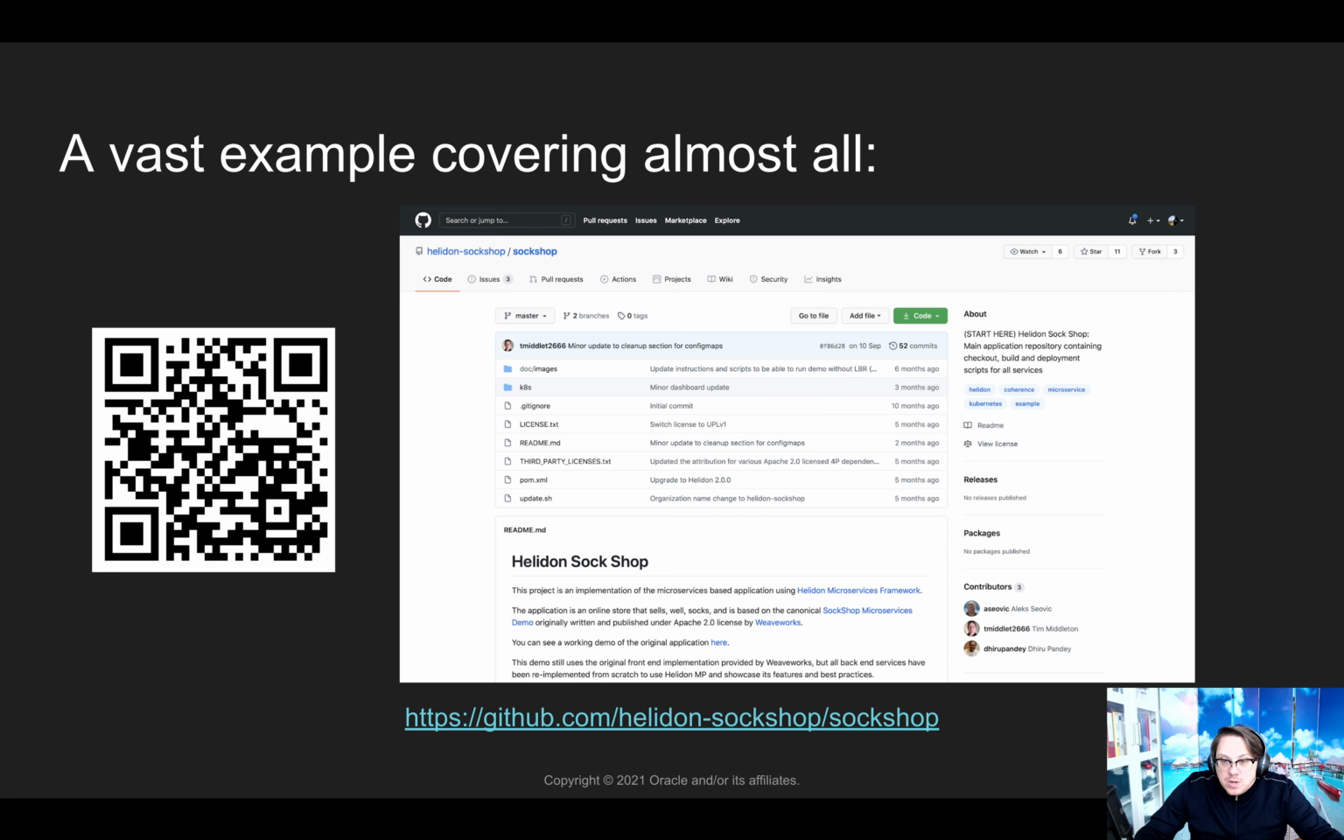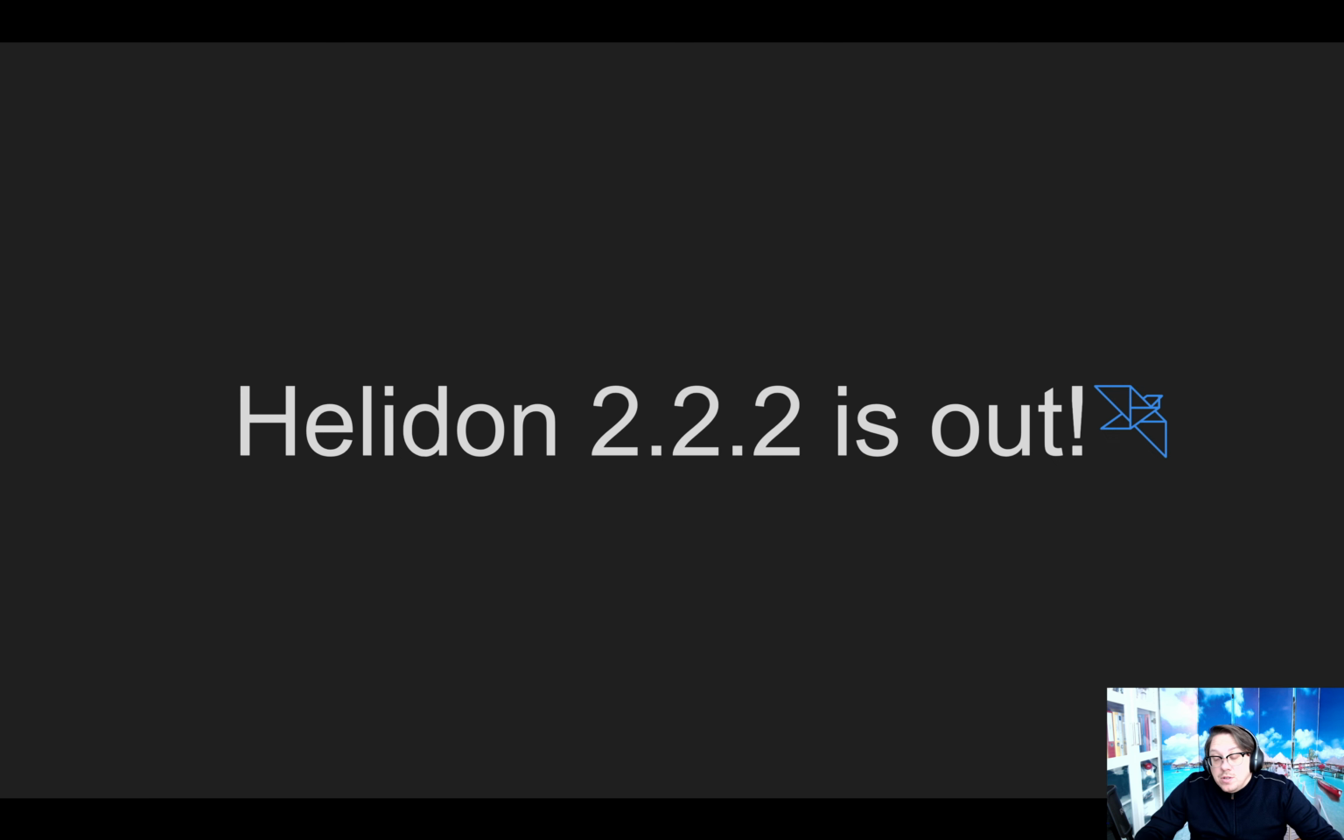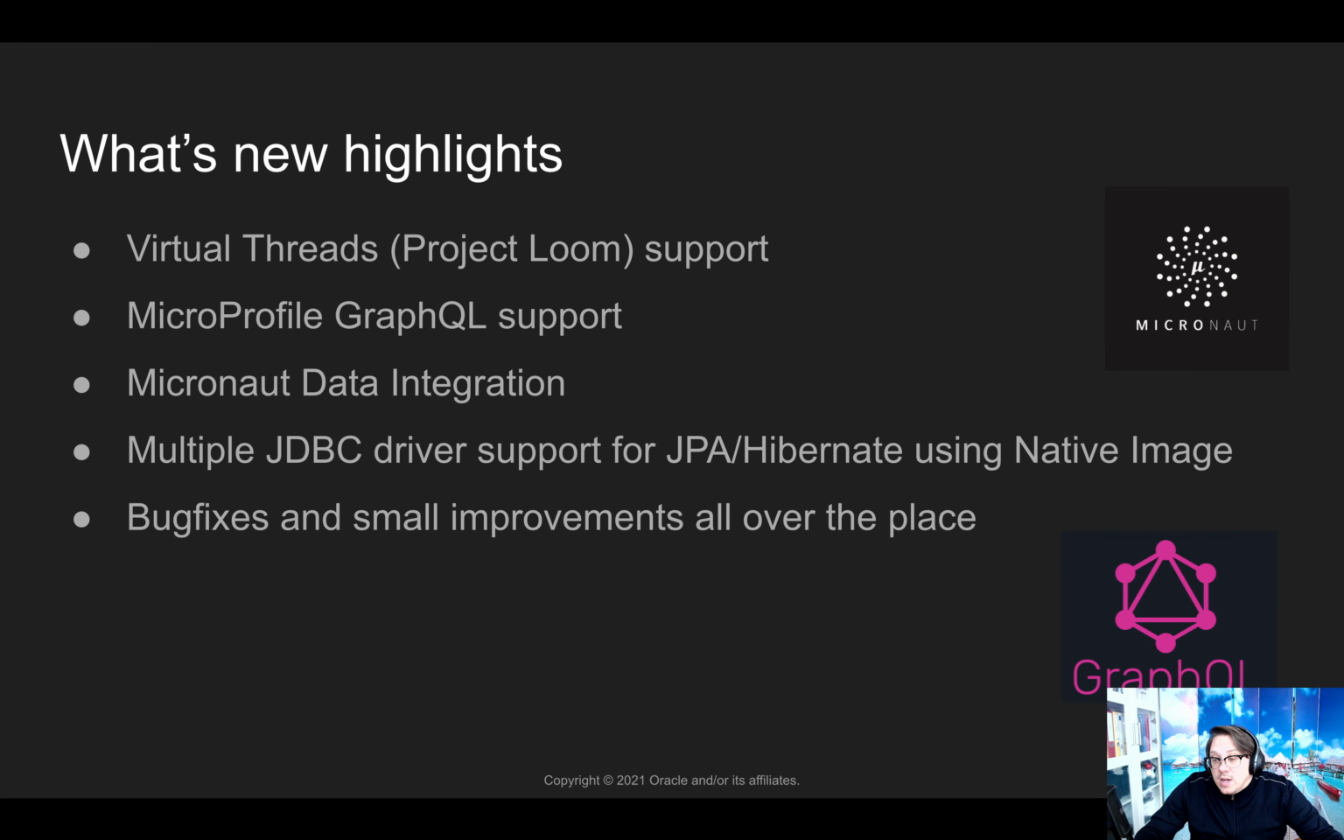So once again, we are short on time, so it's very hard to show you everything. So there's a vast example covering everything. Once again, Helidon 2.2.2 is out, which is actually cool, and we have quite some good highlights. First of all, virtual threads, MicroProfile GraphQL support, Micronaut Data integration. Yes, and this comes with the release.